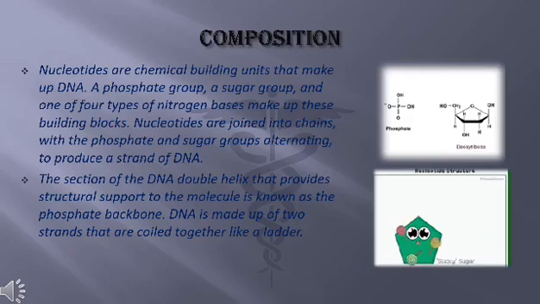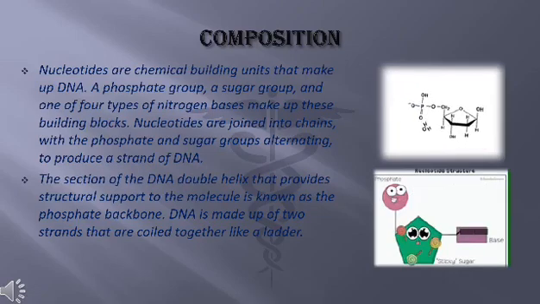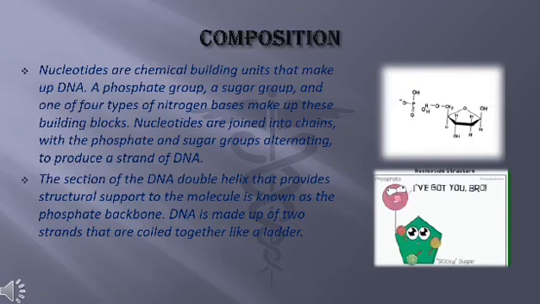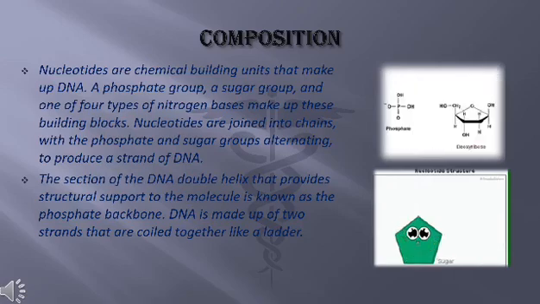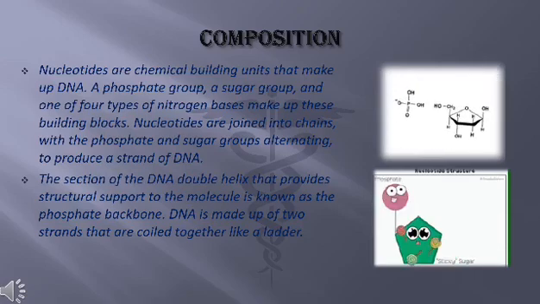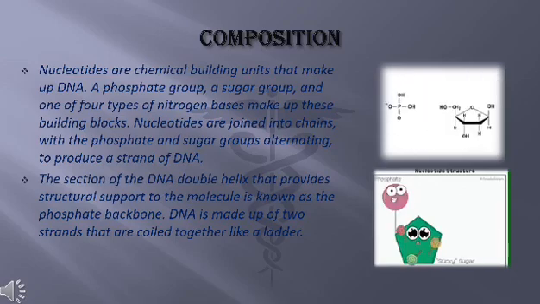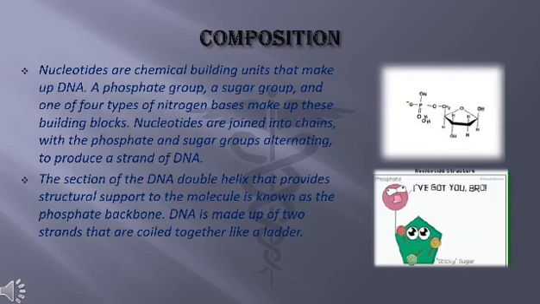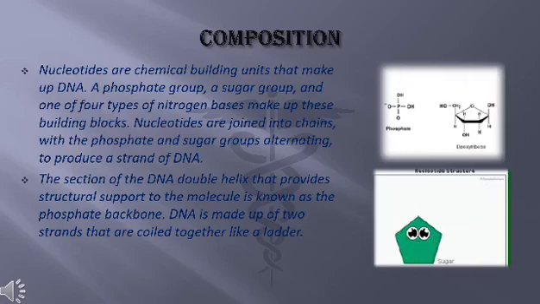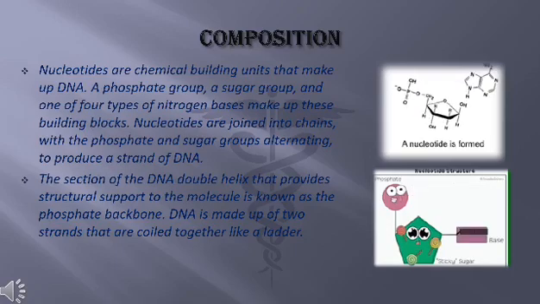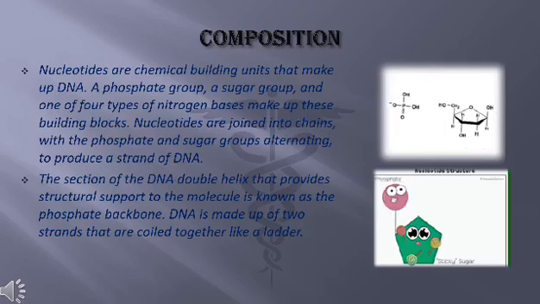As we move further, I would like to elaborate on the composition of DNA. DNA is basically composed of monomers called nucleotides. Nucleotides are the chemical building units that make up DNA. Each is composed of a phosphate group, a sugar group, and one of four types of nitrogen bases, and they are also known as the building blocks. Nucleotides are joined into chains with the phosphate and sugar groups alternating to produce a strand of DNA. The section of DNA that provides structural support to the molecule is known as the phosphate backbone. DNA is made up of two strands that are joined together like a ladder.